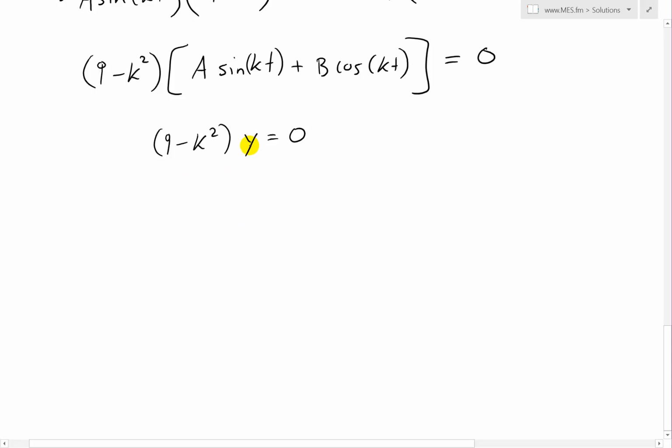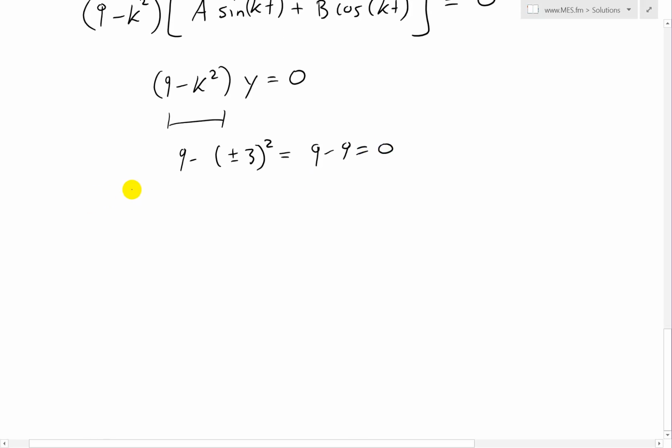So this right here has to equal 0 for y to be a solution. If k is equal to plus or minus 3, then we have 9 minus plus or minus 3 squared, which is 9 minus 9, equals 0. So as you can see, this is a solution. So our function y, a sine kt plus b cosine kt, is also a solution.